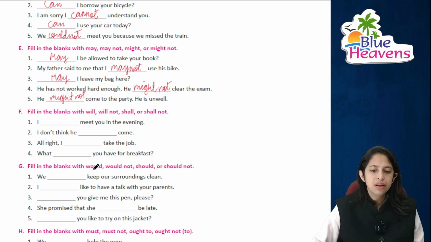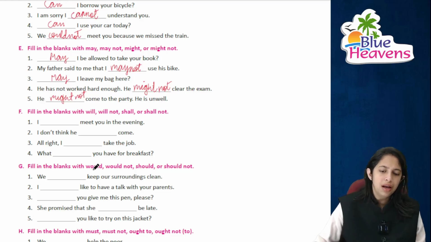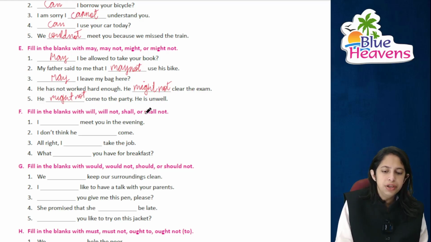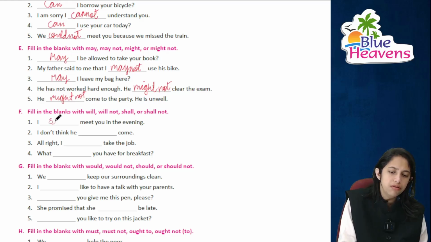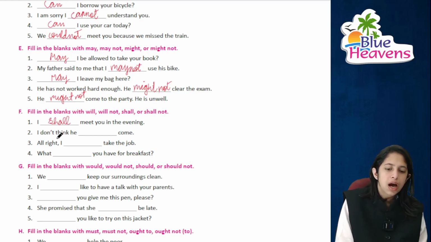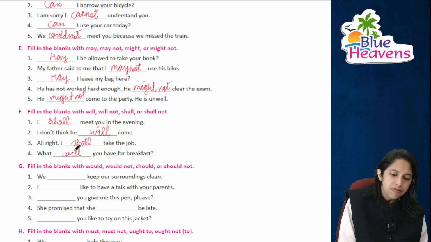You have to do the fill in the blanks with will not, shall not. I dash meet you in the evening. I shall meet you in the evening. Right? I don't think that he will come. कि वो आएगा. Right? All right. I shall take the job. Dash what will you have for the breakfast? आप breakfast के लिए क्या खाएंगे?